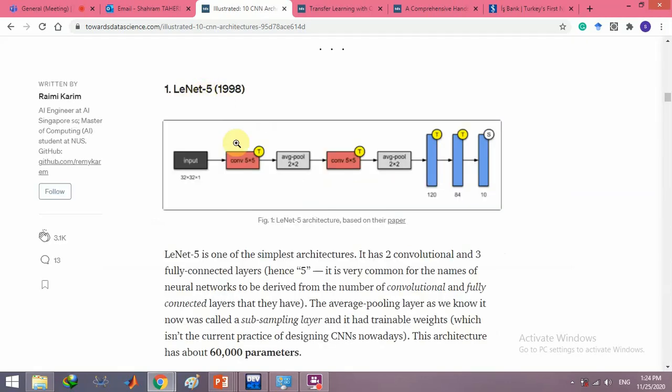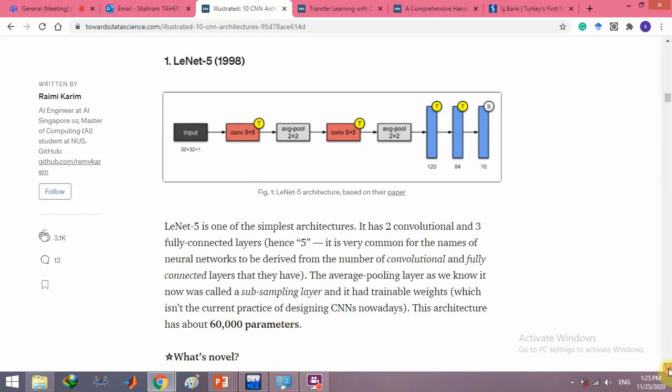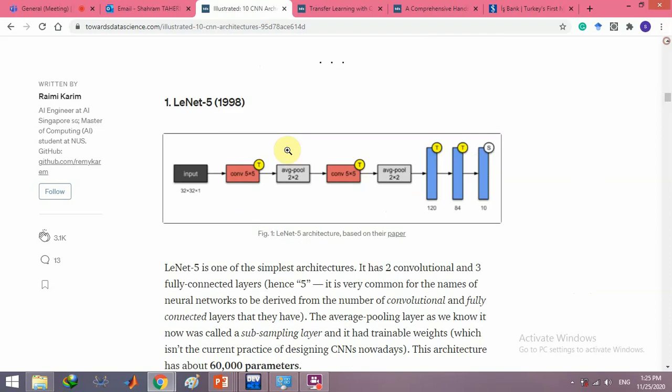The 5 in LeNet indicates that we have 5 layers: 2 convolutional, and 3 fully connected. However, these 2 pooling layers in LeNet are also trainable. This architecture has 60,000 parameters. And as you can see, this architecture has become the standard template. The idea of stacking convolutional layers and pooling layers together and then ending with some fully connected layers will be used in the other advanced CNN architectures. So all of them get their main idea from LeNet 5.